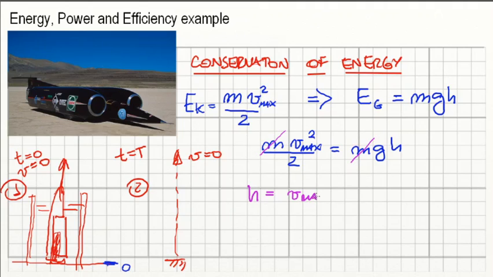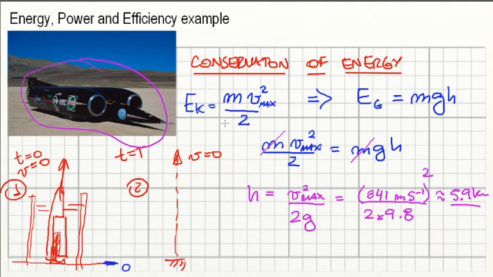And if you rearrange that equation, it would be the maximum velocity squared divided by 2 times the acceleration of gravity. If we put the values in, that's 341 meters per second squared divided by 2 times 9.8 meters per second squared. And this is about 5.9 kilometers. So this is how high that car would go if it was a rocket. That's really cool.